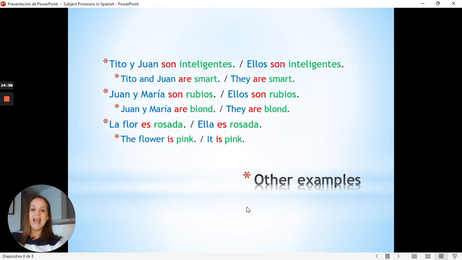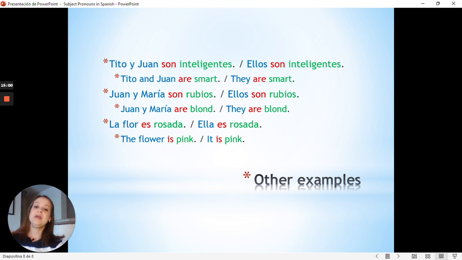Okay, now we have more. Tito y Juan son inteligentes. Ellos son inteligentes. Tito and Juan are smart. They are smart. Juan y María son rubios. Ellos son rubios. Juan, male, María, female, they both together, ellos as a subject pronoun.